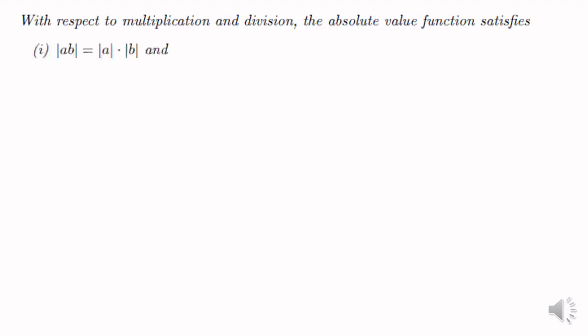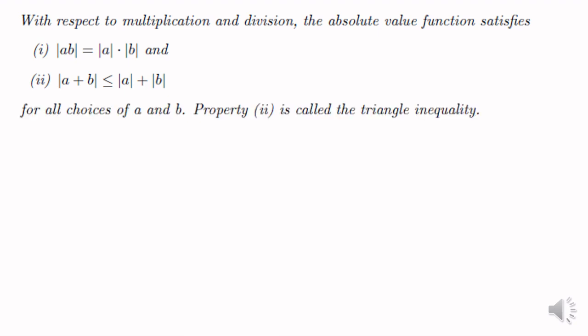Now we shall see some important properties of the absolute value function, or the modulus function. The first one being modulus of AB is equal to modulus A into modulus B, and the second one is modulus of A plus B less than or equal to modulus A plus modulus B, whatever be the values of A and B. Now the second property is called the triangle inequality.